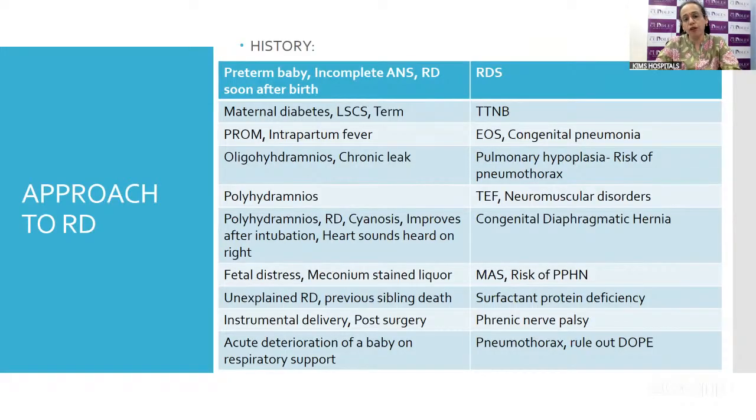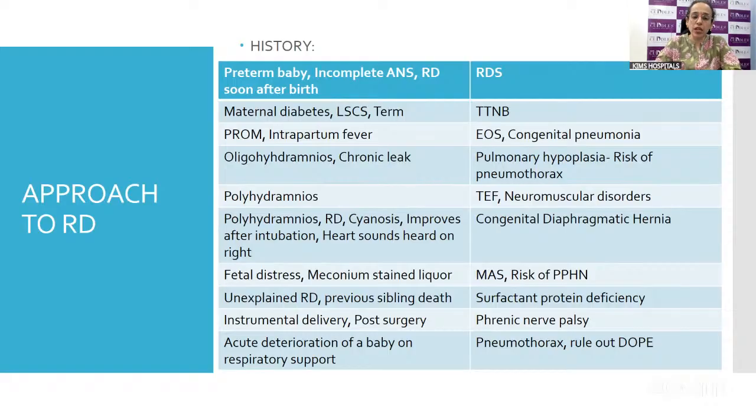So if there is a history of maternal diabetes and the baby was born out of LSCS, it's a term baby, and the distress is mild and settling within a few hours after birth, then we can label it as transient tachypnea of newborn. We can also see the features of fluid in the fissure and also apparent cardiomegaly. So that is about the TTNB. It usually settles in 1 to 2 days.